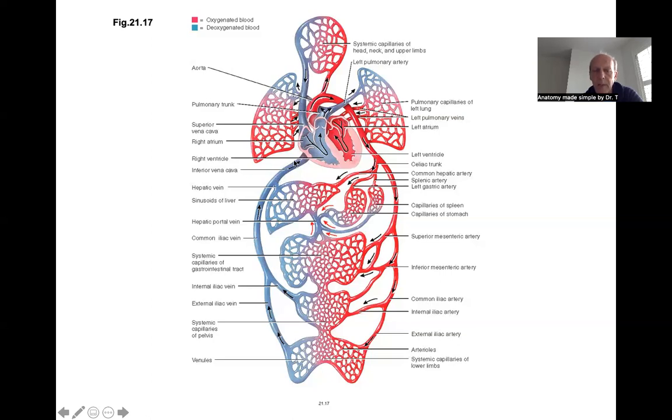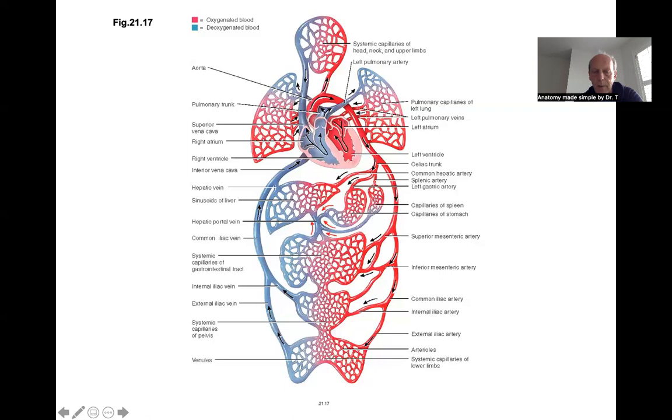The word cava means hollow. There's a third blood vessel also, which enters the right atrium, and it is the coronary sinus, which collects venous blood from the heart itself. But relative to the size of this diagram, it's a bit small, and for that reason, it's not included in this illustration.